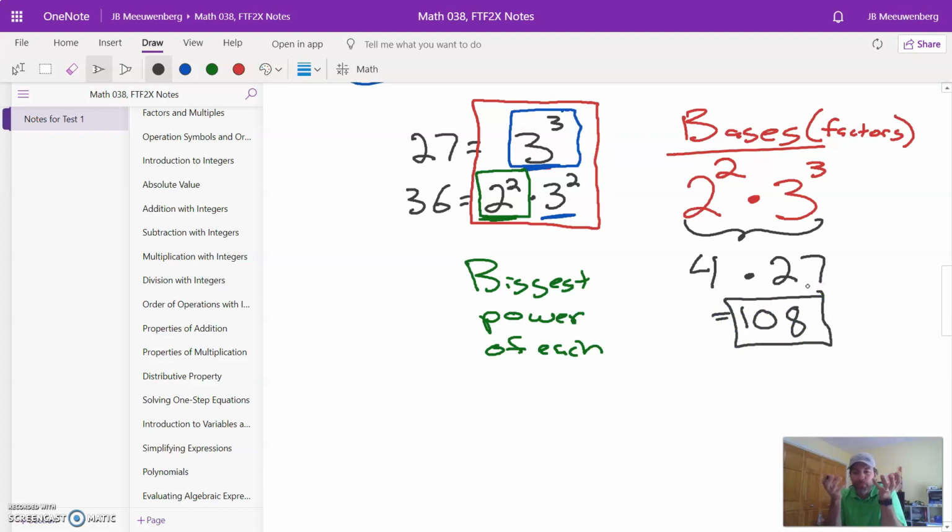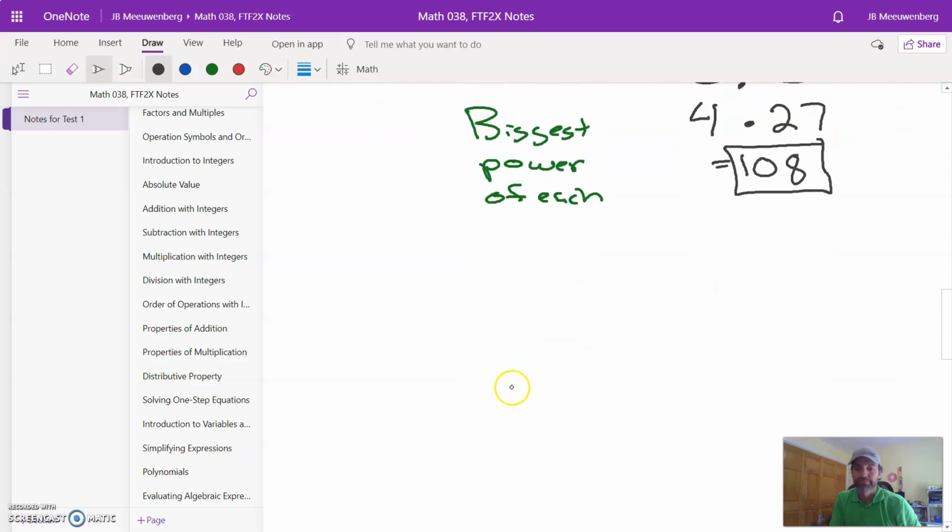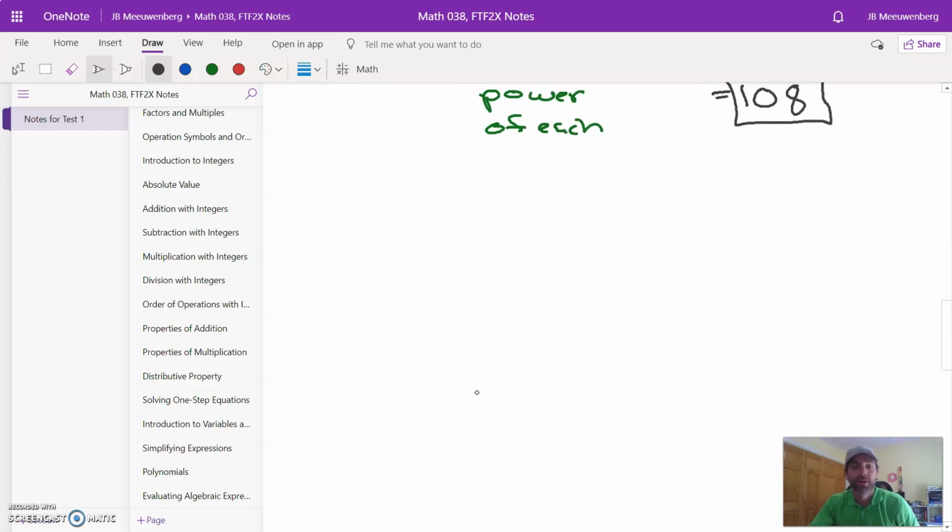We took the components of 27 and 36. We found what they were made of. We found their ingredients, and we plucked the biggest parts that we needed and put them back together. And that gave us 108. There's a lot to follow there. Luckily, you have a video that you can go back to and watch. You can watch that example again, because we're going to do one final one.